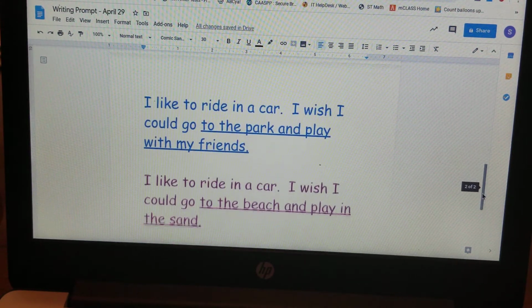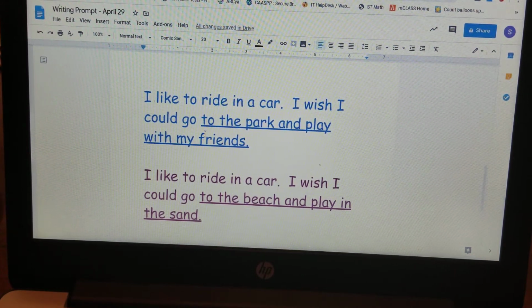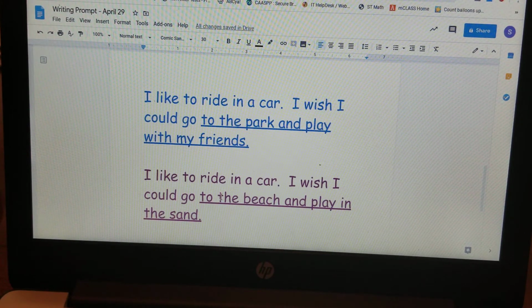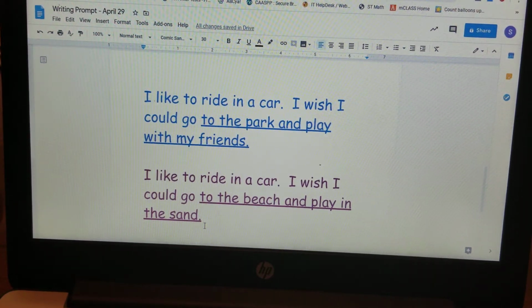I want to show you some examples of what you can write. You could say, I like to ride in a car. I wish I could go to the park and play with my friends. I know you're probably wishing that you could actually do that right now because we've been inside for so long. Or you can say, I like to ride in a car. I wish I could go to the beach and play in the sand. I want you to think of a way that you can complete this short writing sentence. But remember, you're going to write all of it.